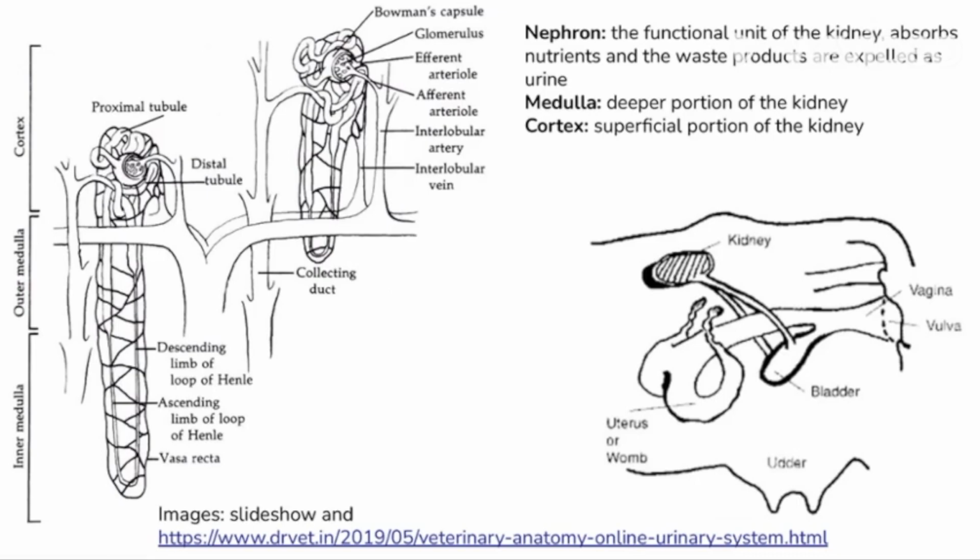The medulla is the deeper portion of the kidney, and the cortex is a superficial portion of the kidney. The kidney uses ureters, which bring the urine to the bladder. And when the bladder is full, the urine goes through the urethra and is expelled out.